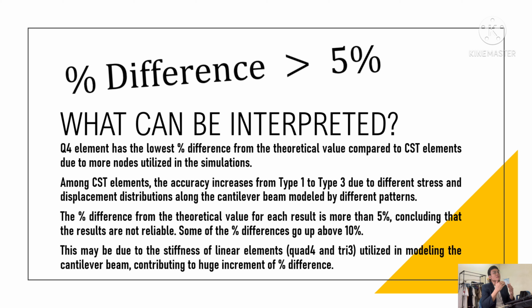However, the results are not that reliable because we can see from the tables that the percentage difference is over 5%, and some of them go above 10%. This may be due to the stiffness of the linear elements. In this case, we are using Quad 4 and Tria 3 in modeling the cantilever beam, so it contributes to a huge increment of the percentage difference.